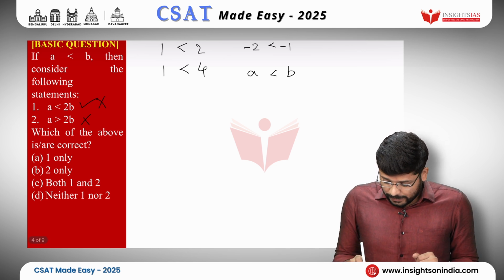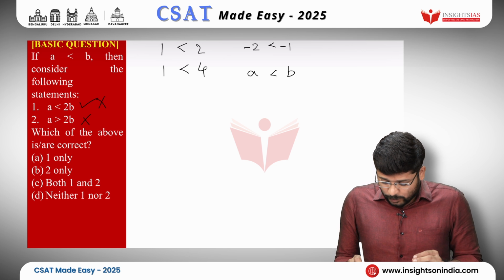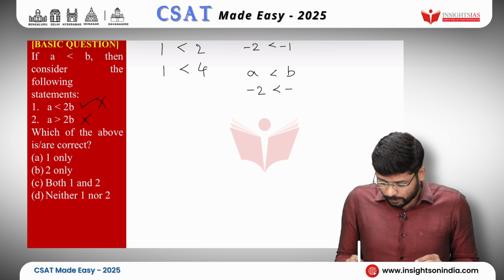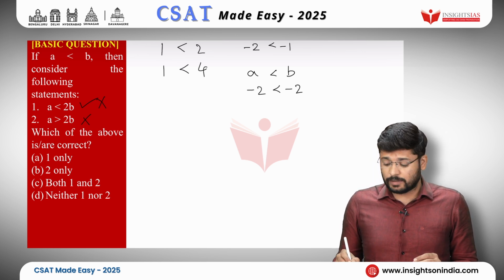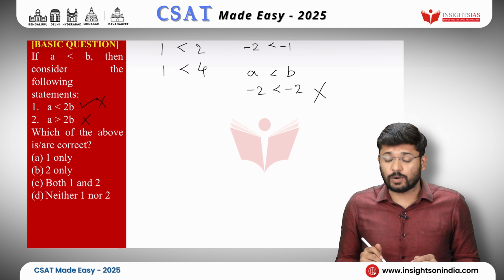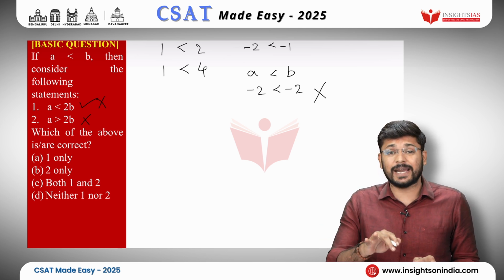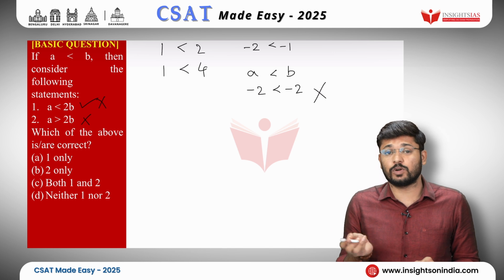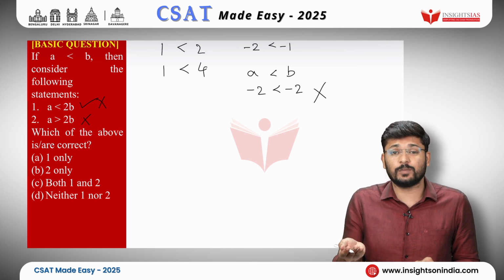Now, if A less than 2B is to be worked out, it would mean minus 2 less than minus 2, right? No, minus 2 is equal to minus 2. Minus 2 is not less than minus 2. So, if you take the negative values, our first case would also be wrong. And if you take positive values, our second statement would also be wrong.